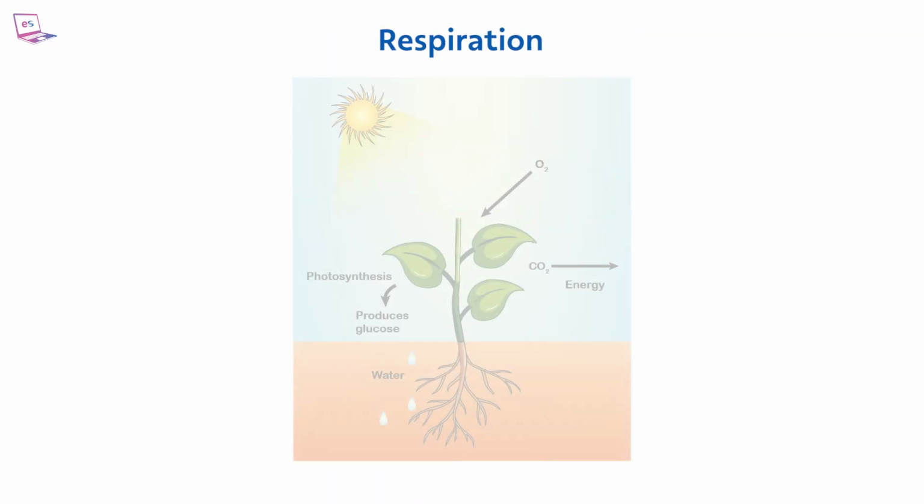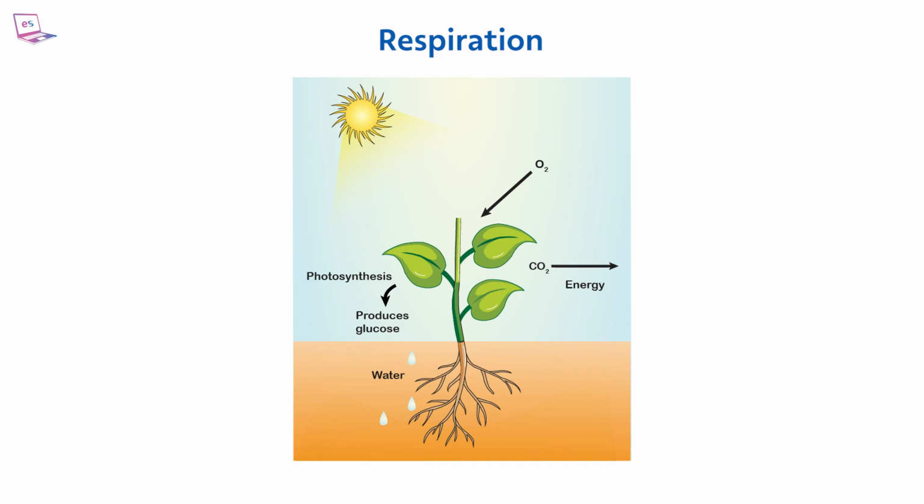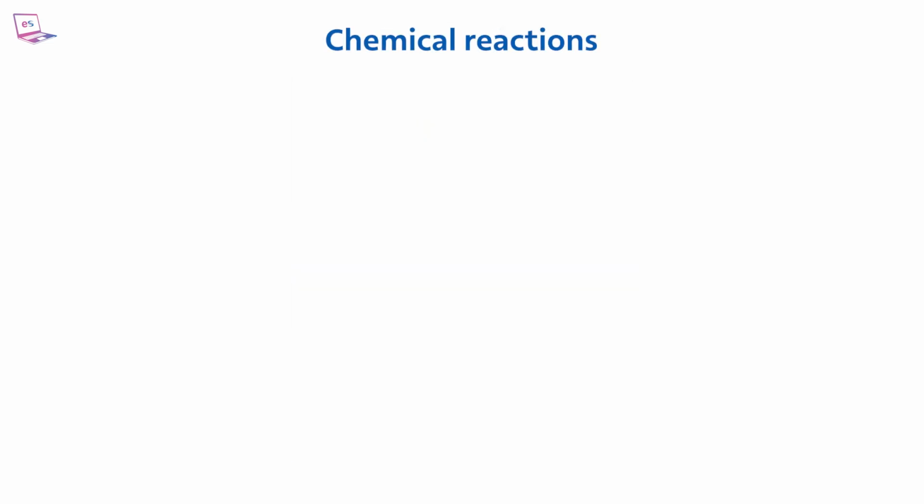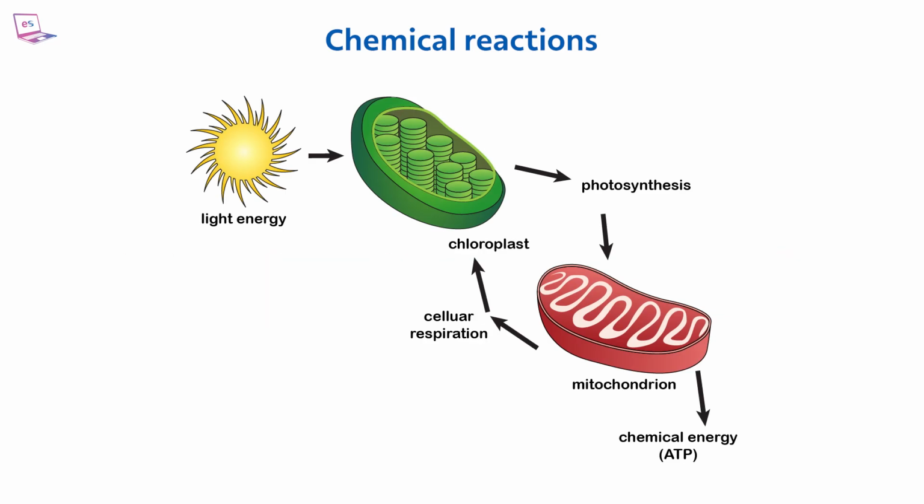Respiration. Respiration is a chemical process by which organisms, including plants and animals, obtain energy from the food they consume. During respiration, plants utilize oxygen from the atmosphere and glucose produced through photosynthesis to release energy, carbon dioxide, and water. Chemical reactions. Chemical reactions are highly significant for cellular respiration. Cellular respiration is the process by which cells extract energy from organic molecules, such as glucose, and convert it into adenosine triphosphate, ATP, the molecule that cells use as a source of energy for various cellular activities.